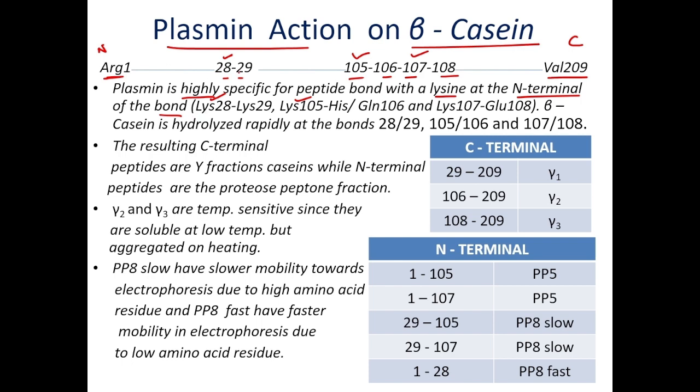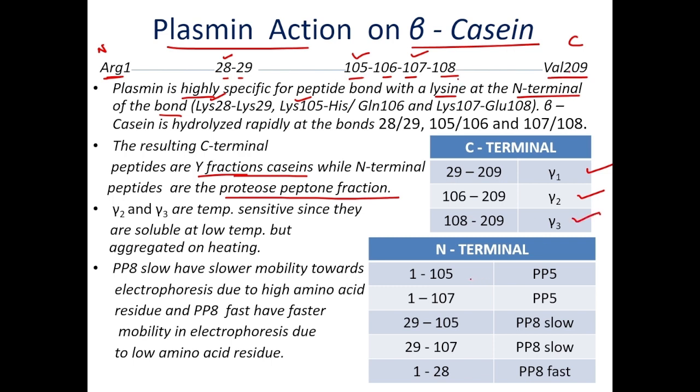Plasmin acts on the 28-29, 105-106 and 107-108 positions, and these bonds are hydrolyzed rapidly. The resulting C-terminal fragments are called the gamma fractions, and the N-terminal peptides are called the proteose peptide fractions. The C-terminal fragment 29 to 209 is called gamma 1, 106 to 209 is called gamma 2, and 108 to 209 is called gamma 3.